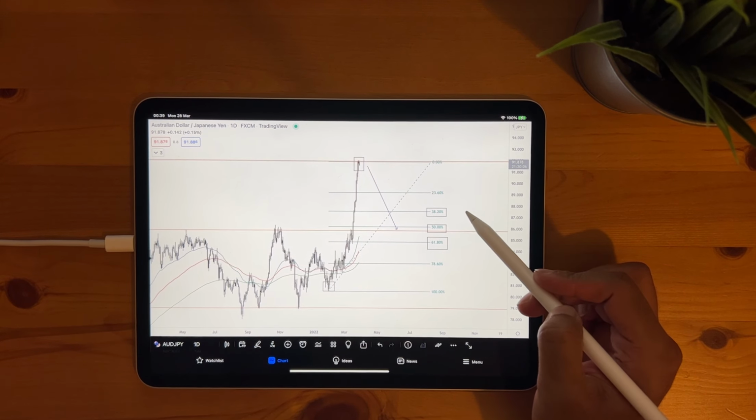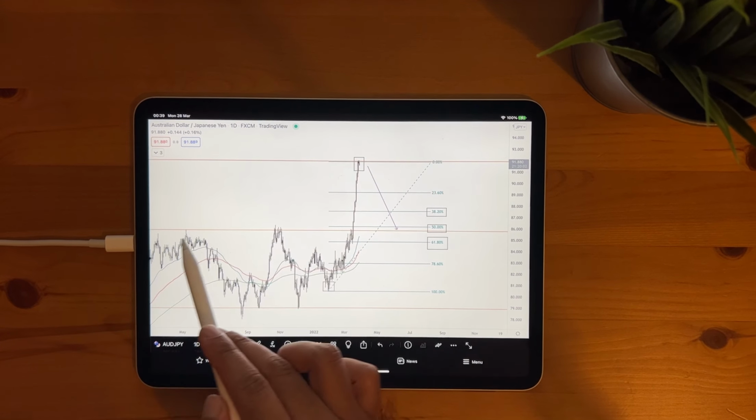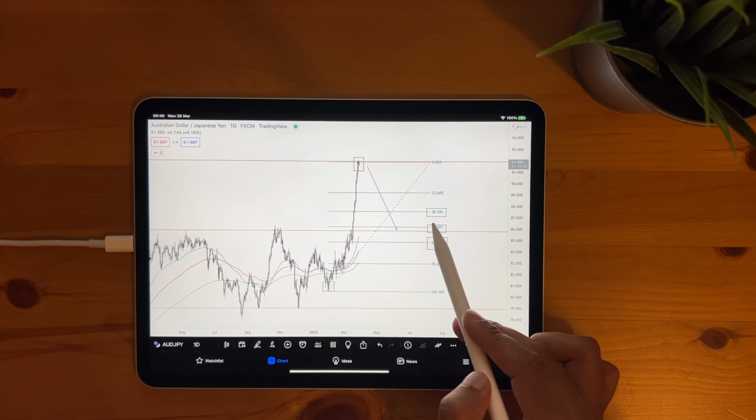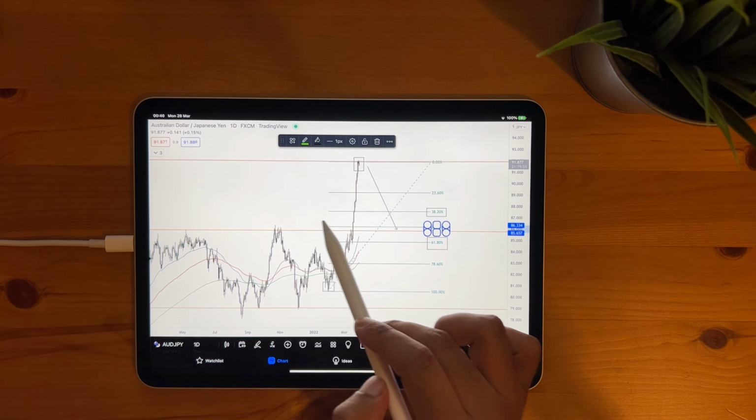So looking at this example, we can see that out of the 3 levels, the 50% level will be the best level for a price retracement. As we can see, we have a support and then we have the fib retracement level.